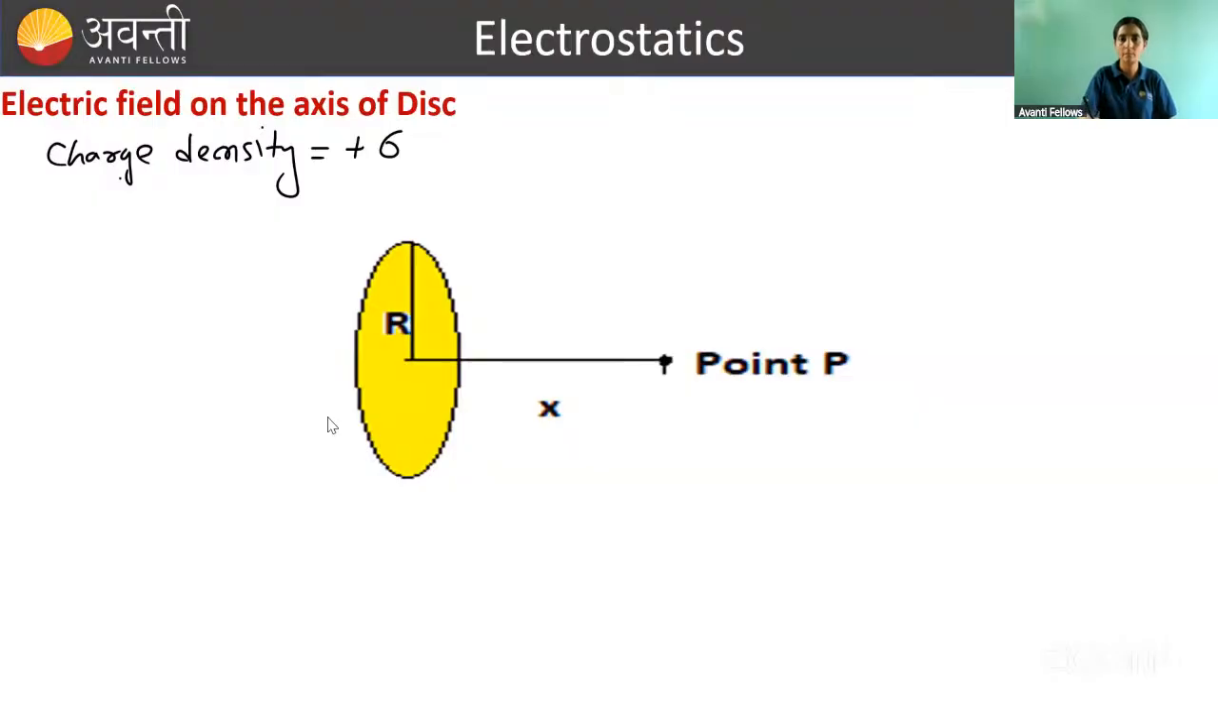ठीक है? चलो, now we will calculate electric field because of disk containing charge in its area at a point P. At any axial point we are going to calculate. Let's say radius of the disk is r and its distance from the point is x. First step क्या था? Pick element.